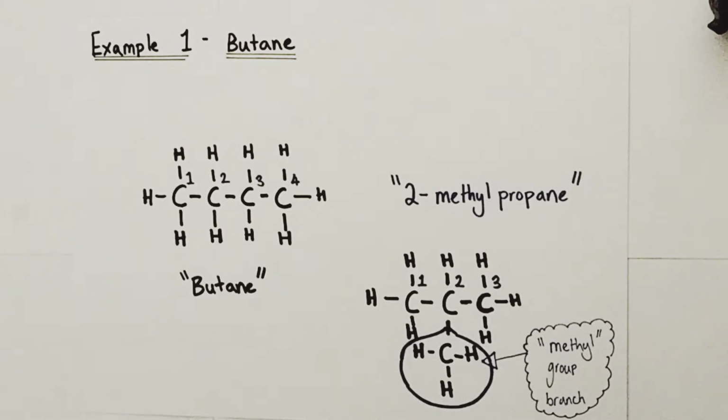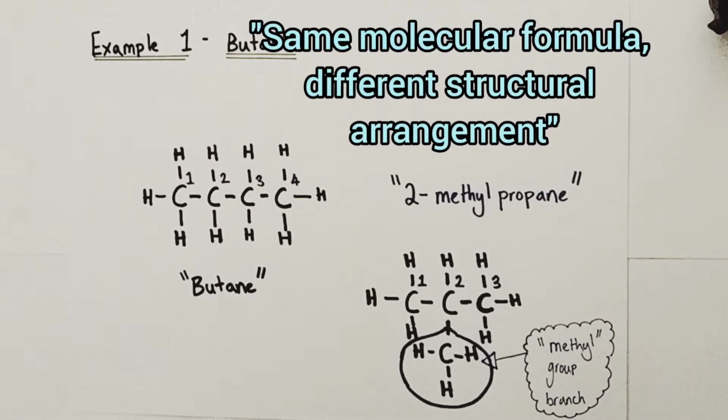Finally, to reiterate the key definition of structural isomerism to prove that this 2-methyl propane is an isomer of butane. Structural isomers are molecules that have the same molecular formula, in this case C4H10. Both molecules have the formula C4H10, but different structural arrangements. Butane is a linear 4-carbon chain, 2-methyl propane is a 3-carbon linear chain with a 4th carbon branching from the central carbon. They both have the same number of carbons and hydrogens, but they do not have the same structural arrangement.